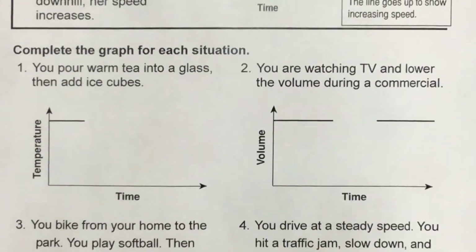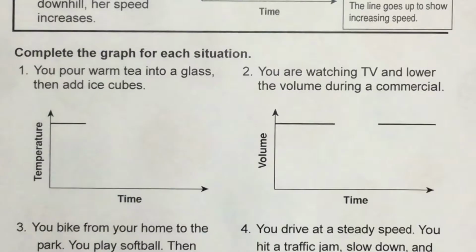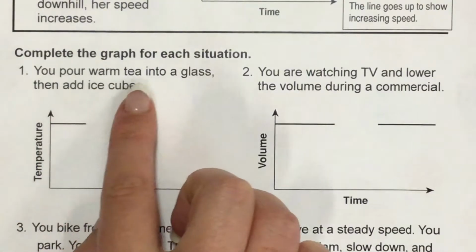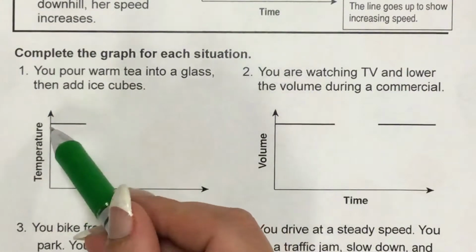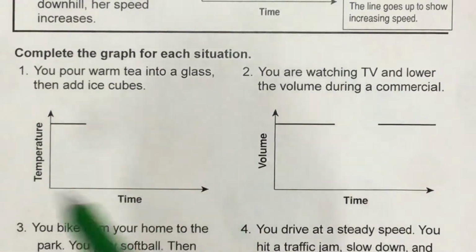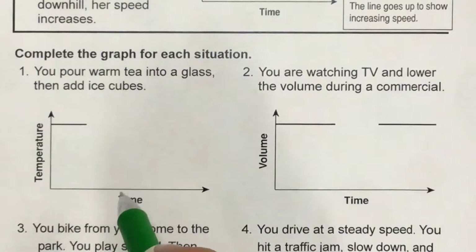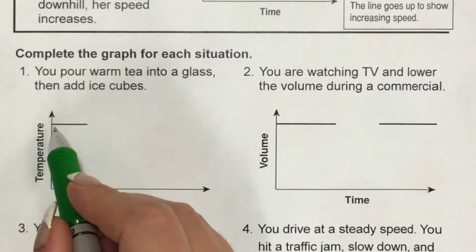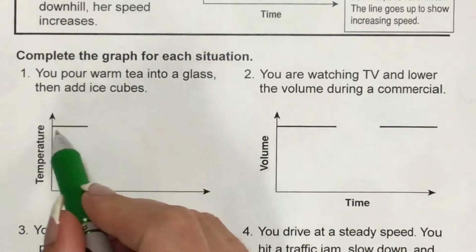So let's go ahead and look at these two examples here. It says number one, complete the graph for each situation. Number 1 states that you pour warm tea into a glass, then add ice cubes. So we have warm tea. We have a graph that's talking about time and temperature. So the first part of this graph is done for us. And so what's going to happen is that the tea is warm, so it's at a kind of a consistent temperature right here. It's remaining the same for this first bit of time.